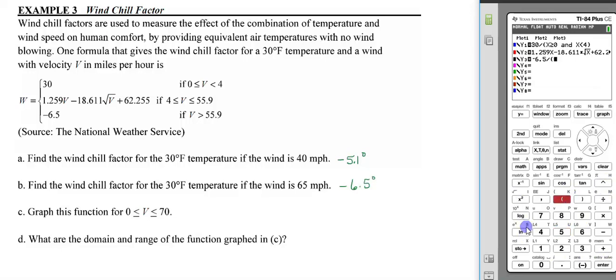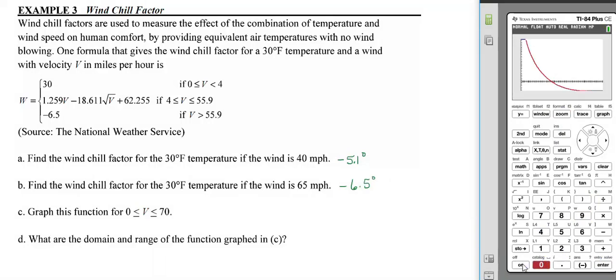slash, open up parentheses to put your conditions, x, and our operator here is greater than, x greater than 55.9, and we'll close those conditions. Okay, we've already set our window to go from 0 to 70 on the x, so let's do a zoom fit and see how the temperature feels a lot colder until you get over a wind speed of 55.9. It's just frigid cold, negative 6.5 degrees.